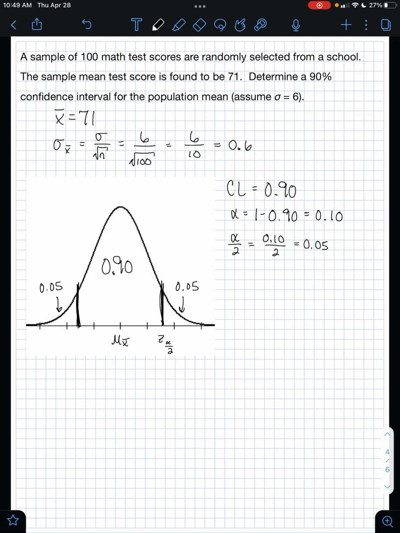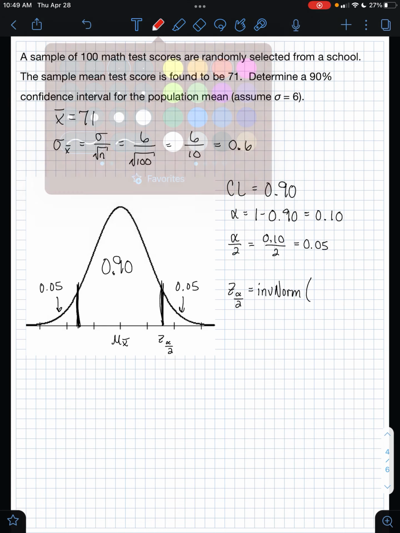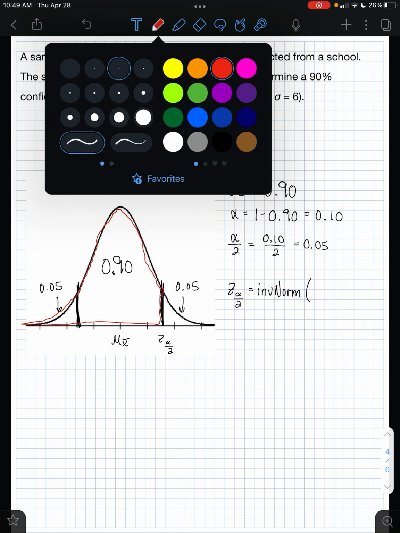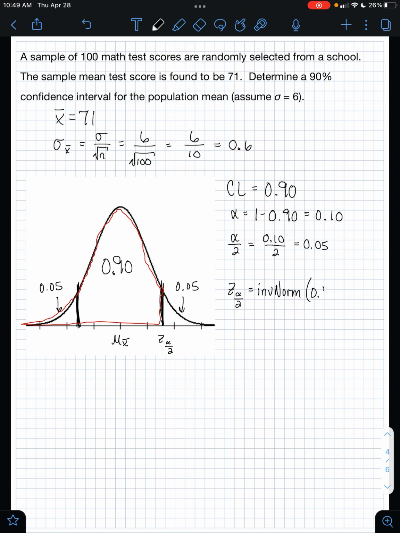So again, z sub alpha over 2 is going to come from the inverse normal command, where we need the area, the entire area to the left of the z-score we're looking for, and that is the 0.90 from the central area and the 0.05 from the left tail. Now this is going to produce a familiar value.